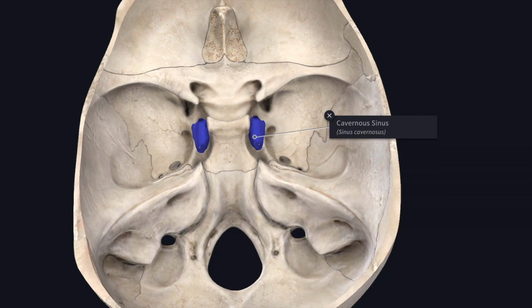In this video, we'll study the cavernous sinus. The cavernous sinuses are paired sinuses situated on either side of the body of the sphenoid bone. So this is the body of the sphenoid bone. On either side you have the cavernous sinus. The extent of the cavernous sinus is from the superior orbital fissure in front up to the apex of the petrous part of the temporal bone behind.